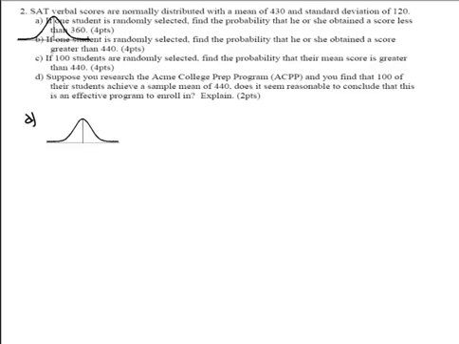So problem number A: one student is randomly selected, find the probability that he or she obtains a score less than 360. The only important thing here in terms of drawing is knowing if 360 is to the left or to the right of the mean. The mean is 430, so 360 would be to the left of that. And we want the probability that a score is less than 360, so you would shade in the left side over here.